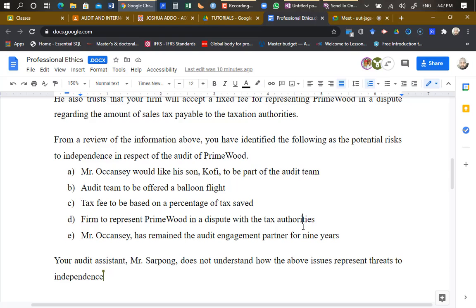Who has something to say or add to what he said? Sir, the name. Isahaku. Isahaku, let's listen to you. Yes, I also think it's an advocacy threat, please. Because we realize that the firm is supposed to calculate their pay from the tax that they save. So if they are the same people that are going to represent the firm with the tax authorities, they can decide to maybe steal something and then go and defend themselves with the tax authorities. So I also think it's an advocacy threat, please.